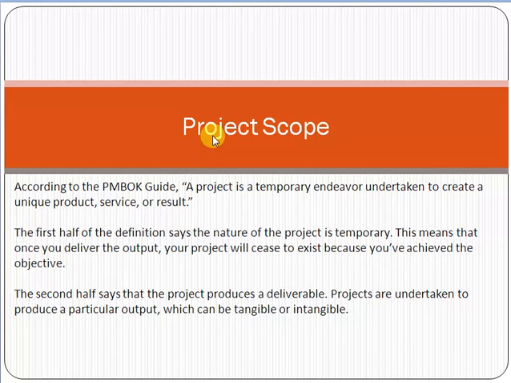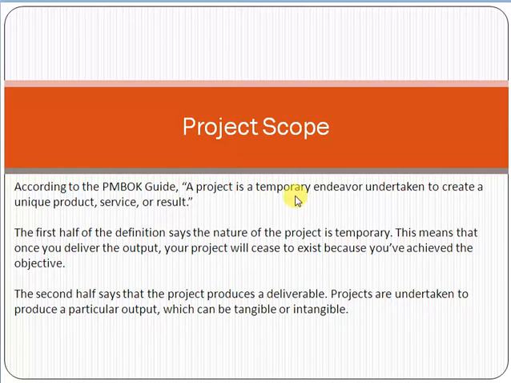So let's start. Project, scope, these are two terms: project and scope. First of all, see what a scope is and what a project is. Before going deep into the topic, first try to understand what a project is. Friends, according to the PMBOK guide, a project is a temporary endeavor undertaken to create a unique product, service or result.